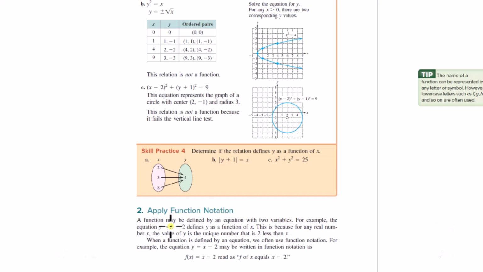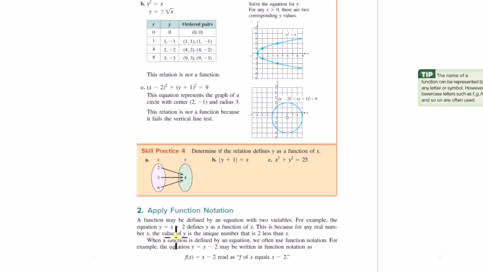It says a function may be defined by an equation with 2 or more variables, but here we're just focusing on 2 variables. Any equation could potentially be a function if it passes the vertical line test. For example, the equation y is equal to x minus 2 defines y as a function of x. This is because for any real number x, the value of y is the unique number that is 2 less than x.